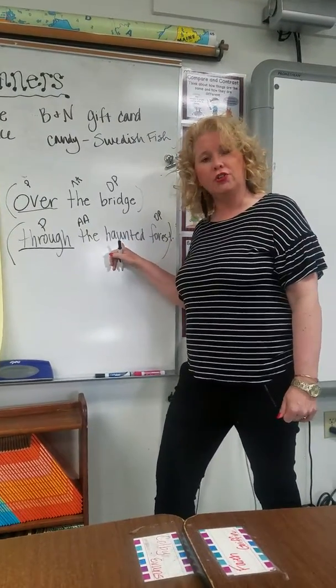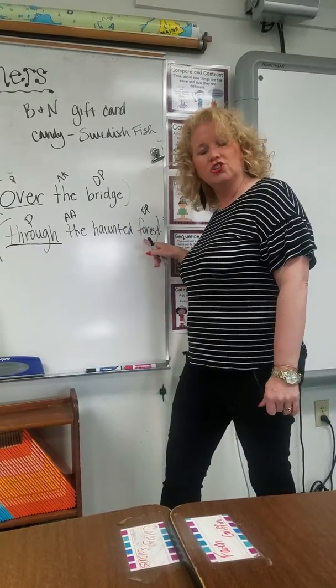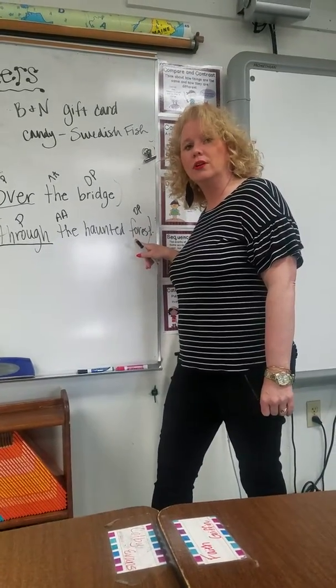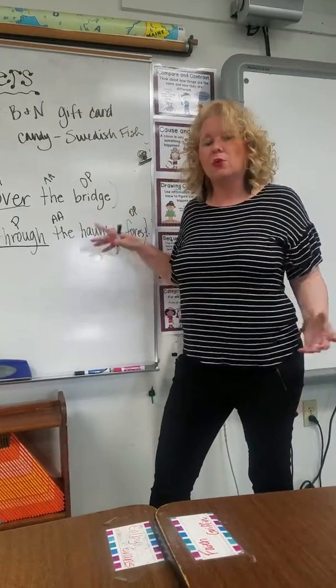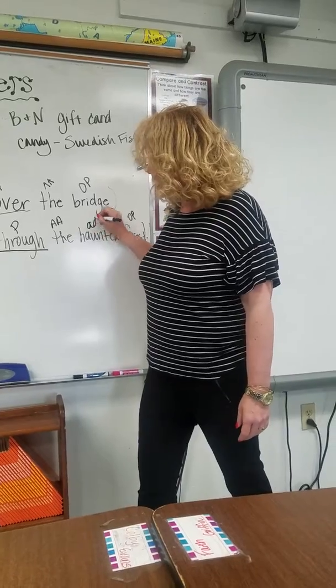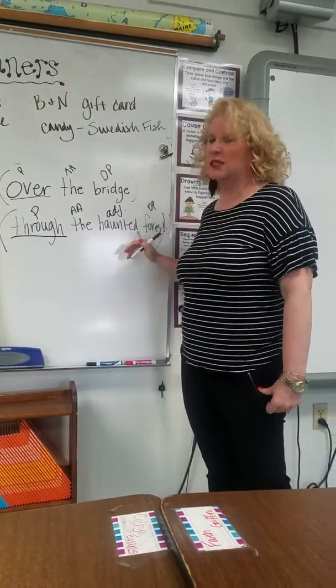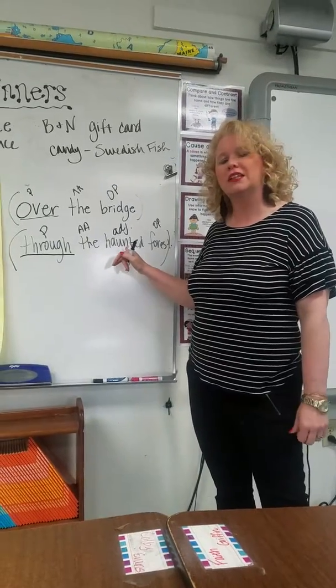But if I come over here, there's something describing this noun. Forest, object of the preposition here, is a noun. Something is describing it, and a word that describes a noun is always an adjective. So I'm going to write ADJ. Does that tell me what kind or how many about the forest? Yes, it does. It tells me it's what kind. It tells me that it's haunted.